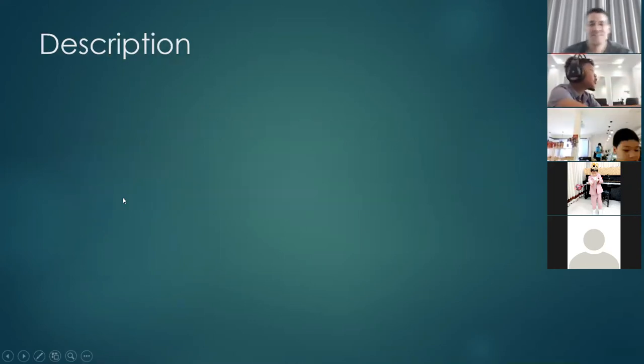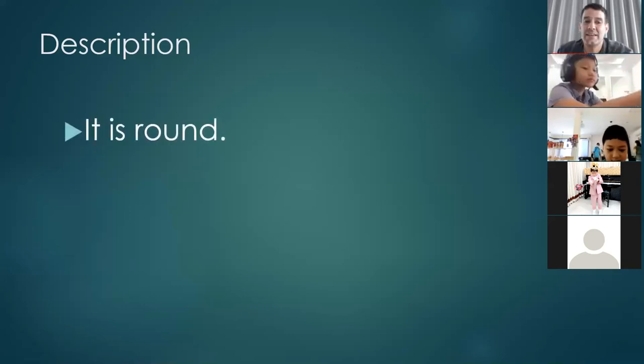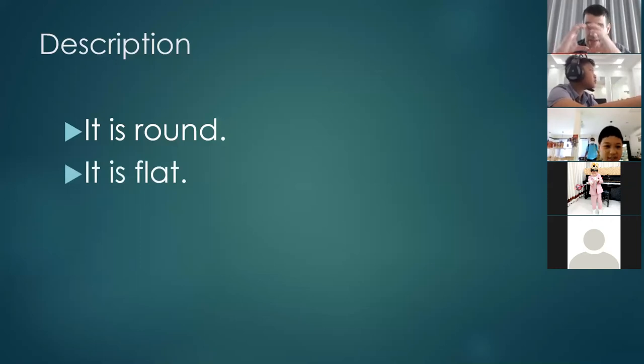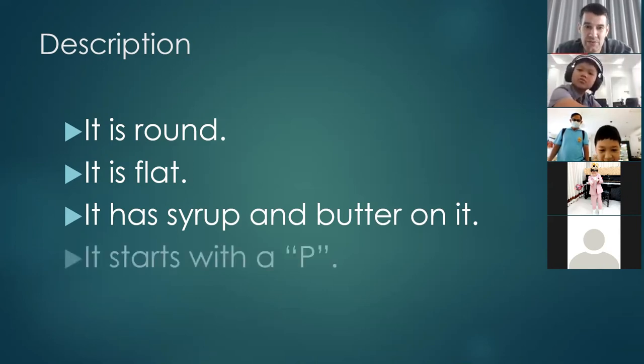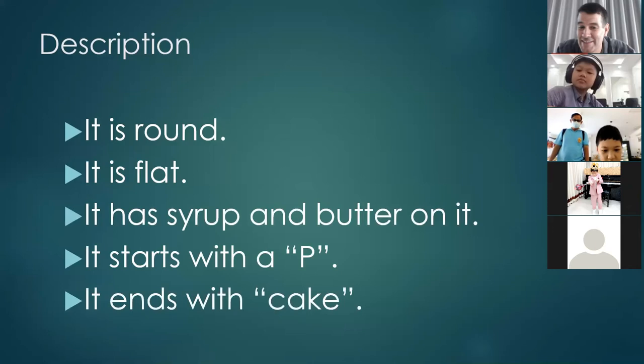Okay, next one. Description. It is round. It is round and it is flat. It has syrup and butter. You eat it with syrup and butter, or maybe some fruit. It starts with P. And one more, it ends with cake. Can you guess what food this is?